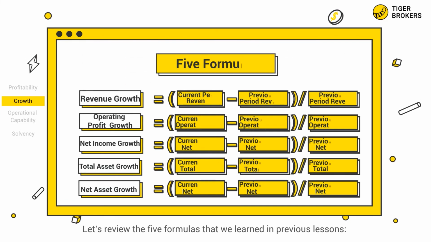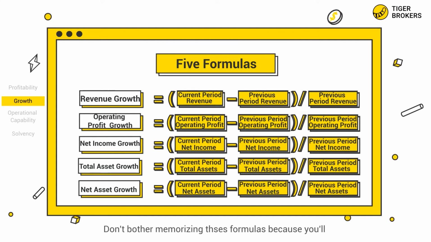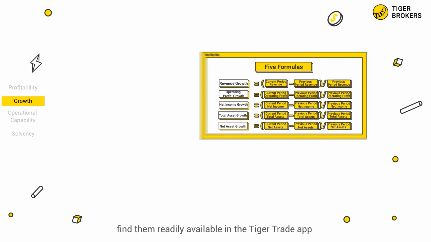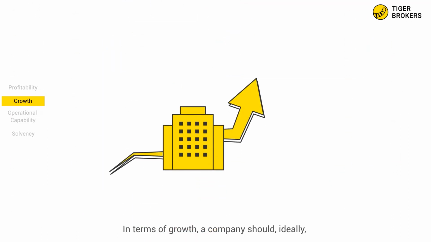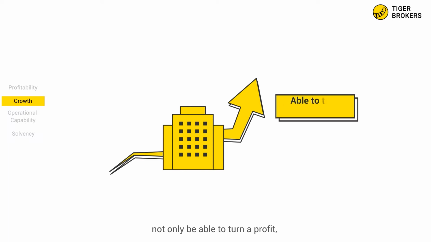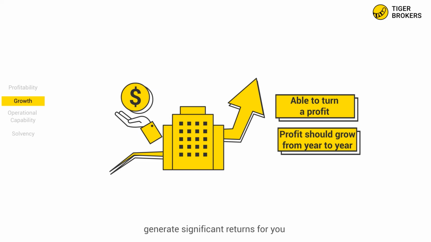Let's review the 5 formulas that we learned in previous lessons. Don't bother memorizing these formulas because you'll find them readily available in the Tiger Trade app. In terms of growth, a company should ideally not only be able to turn a profit, but it should be profitable over the long term, and that profit should grow from year to year. These are the kinds of companies that will generate significant returns for you.